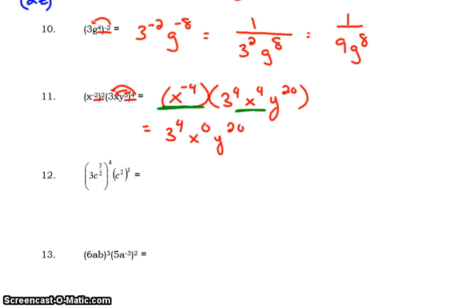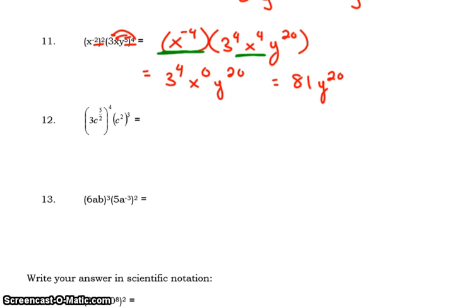And I'm going to simplify that one step further, and I'm going to say that 3 to the 4th is equal to 81. X to the 0 is 1, so I'm multiplying this 81 times 1, which is still 81. So x to the 0 goes away.